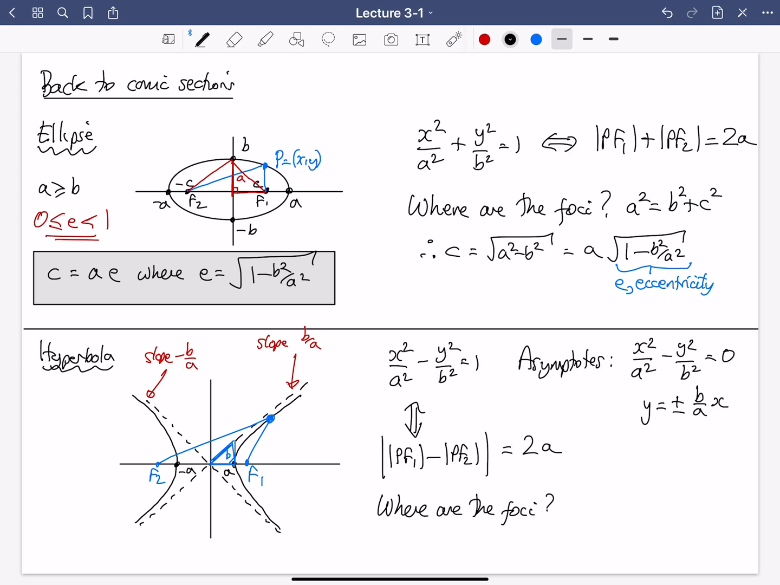So I'm going to put the foci at C and minus C again. How do you calculate C in terms of A and B? So this is not quite so obvious as when we had the ellipse. The way we worked that out was I looked at that other distinguished point on the ellipse where it crosses the y-axis. But there doesn't seem to be any other obvious point to consider in the hyperbola.